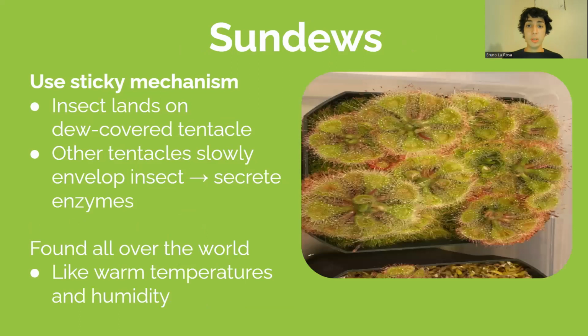Now, the sundews, they use that sticky mechanism. An insect will fly onto one of these leaves and touch one of the tentacles, and it'll get stuck. It won't be able to fly away. And as it struggles, it'll bump into other tentacles. And the plant senses this. So then all of the tentacles eventually wrap around the insect really tightly and then secrete their digestive enzyme.